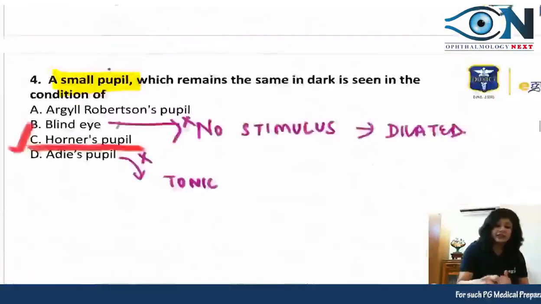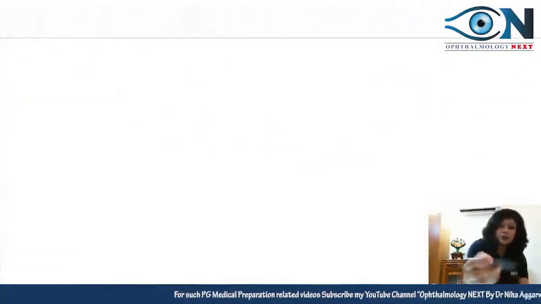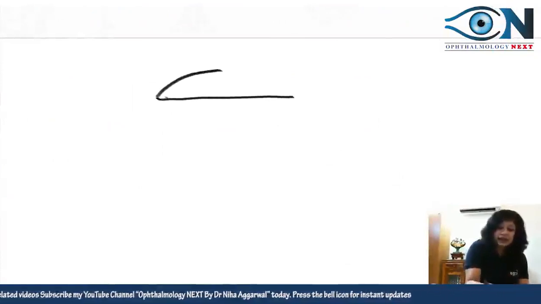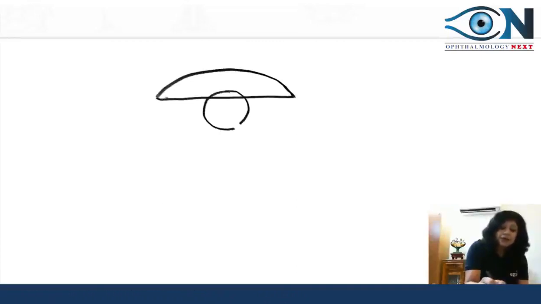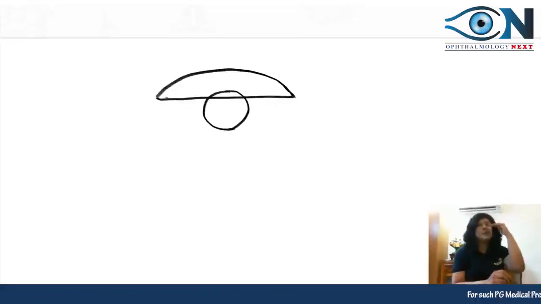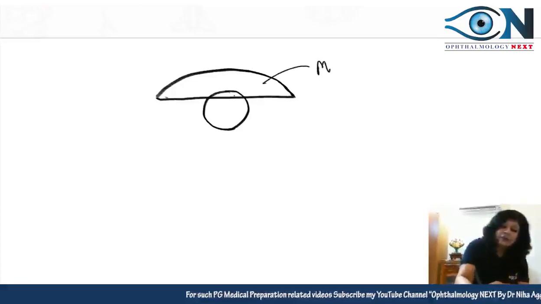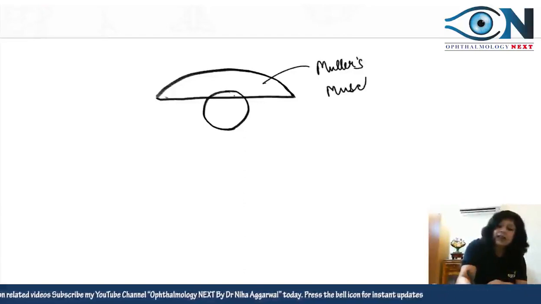So let's discuss it again. Let's brush up our knowledge about Horner syndrome. What I used to say is, suppose this is your eyelid here, right? So this upper eyelid basically covers the superior 2 mm of the cornea, and it is done with the help of Mueller's muscle.